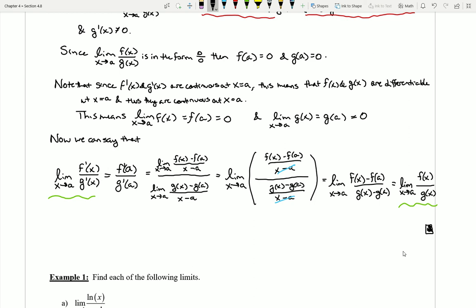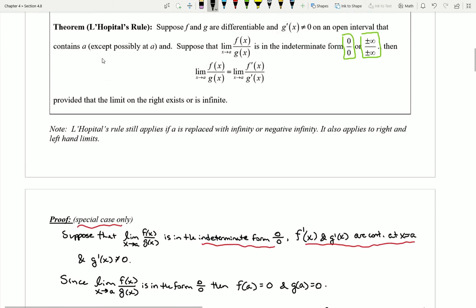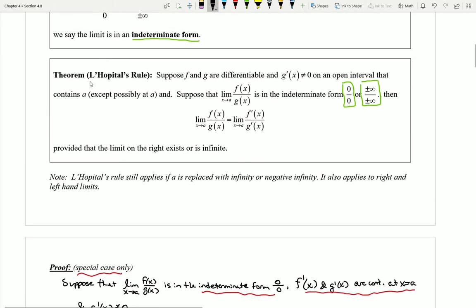Now, again, it's important to note here that all we've really shown is that these two limits are going to be equal in this specific special case. But we should recognize here that this applies to not only the special case, but to all the cases outlined here in the theorem box above.